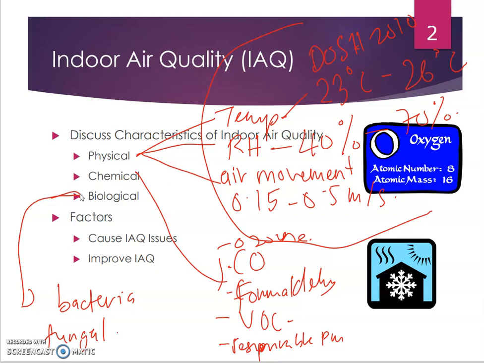And then the factors on the IAQ issue and improving IAQ. What is the cause? Like I mentioned before, it is based on the maintenance of our system. And then we also can improve the IAQ in certain places by improving all those factors in that particular space.